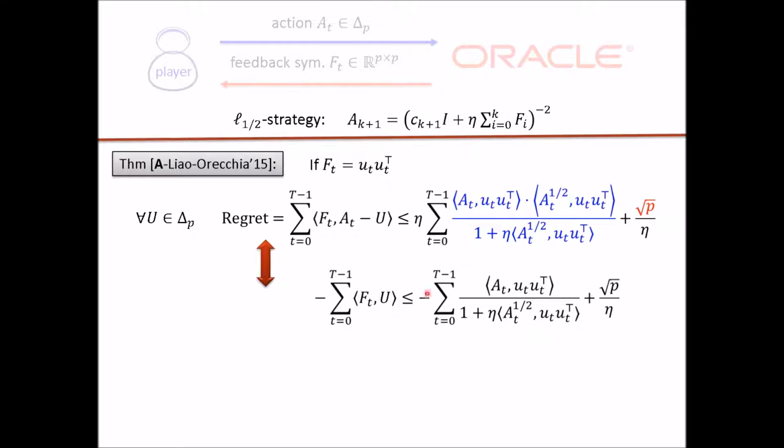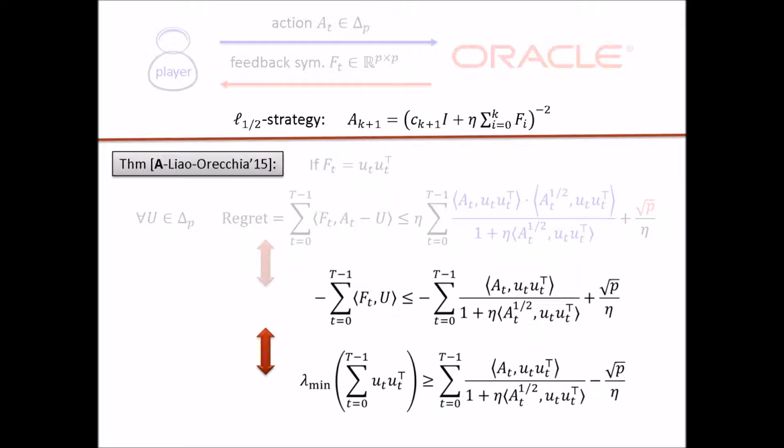That would just simplify this inequality. So these two inequalities are exactly equivalent. And now I claim that this regret inequality, the second one here, we can use as a tool to help us lower bound the minimal eigenvalue of a matrix. That is, I claim this inequality.